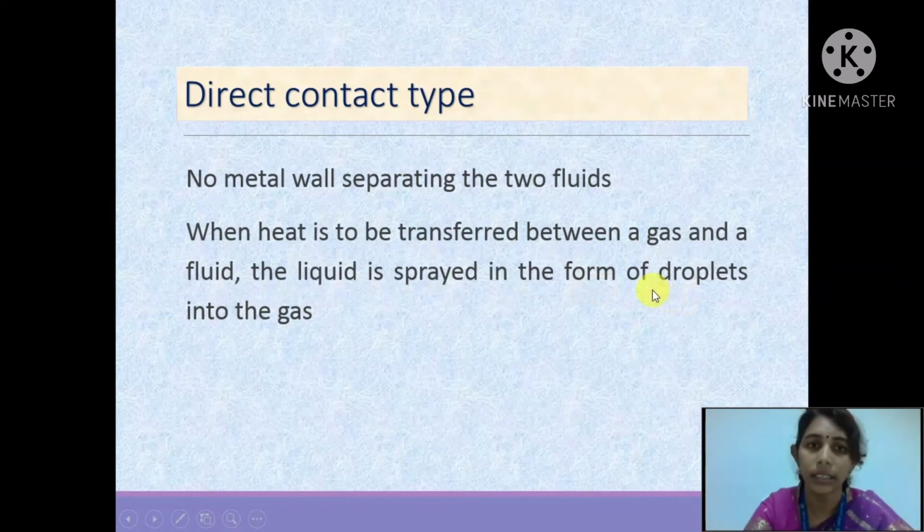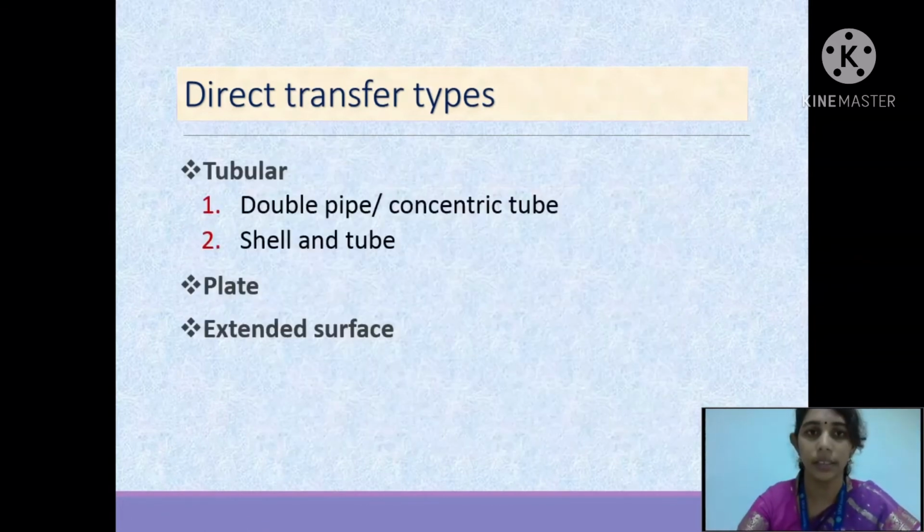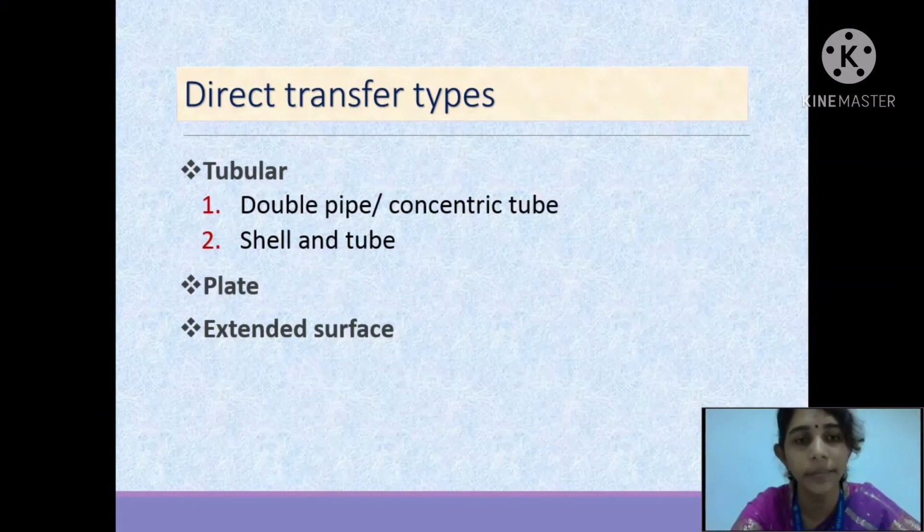So this is the third type. We don't have much to do with this category. Just to know, I have listed this out. We'll be concentrating mostly on the direct transfer type. Coming to further classifications in the direct transfer type, you have 3 categories. First one is tubular, second is plate, and third is the extended surface.